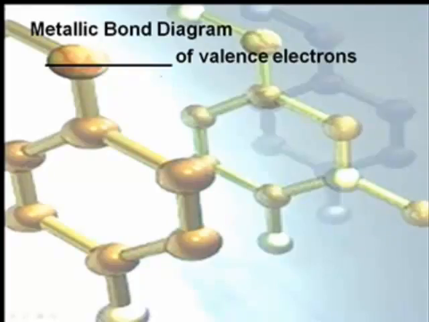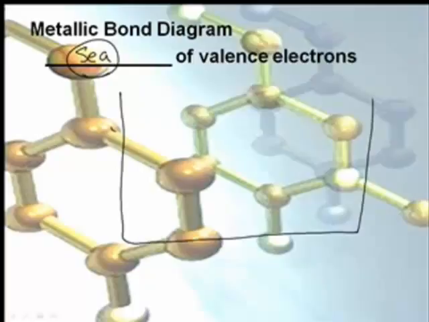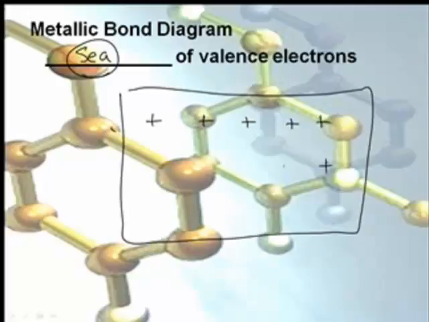Like to share. And lastly, we can have a metallic bond, and a metallic bond is where we have a sea of valence electrons. Not the letter C, but sea, like the ocean. Basically, what you've got here, pictorially, is a piece of metal, and the piece of metal has, in the center of each atom, a positive nucleus.